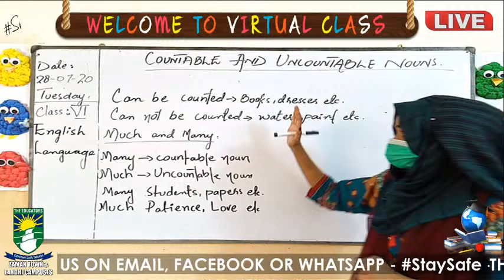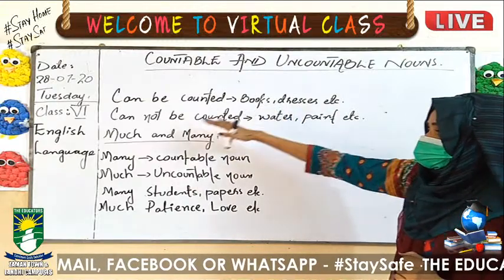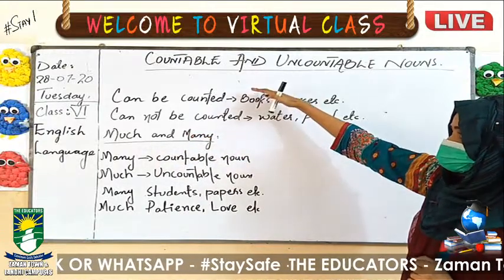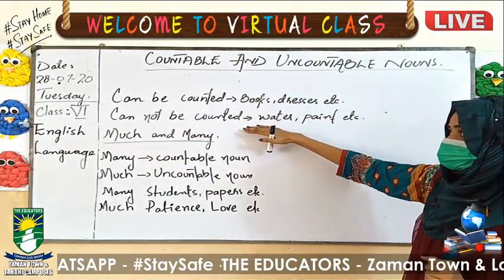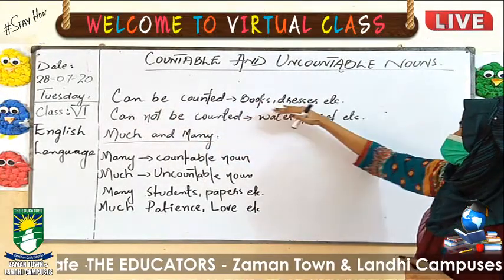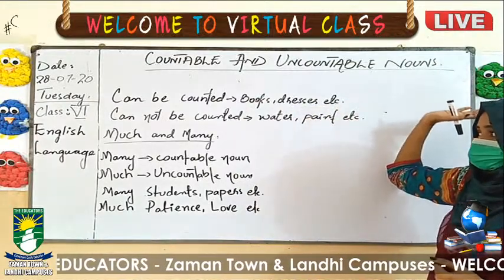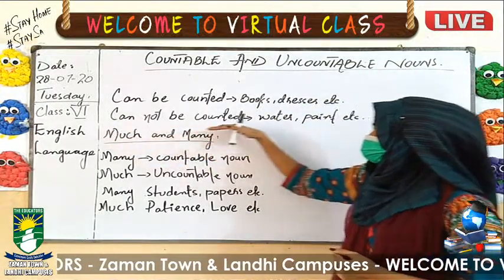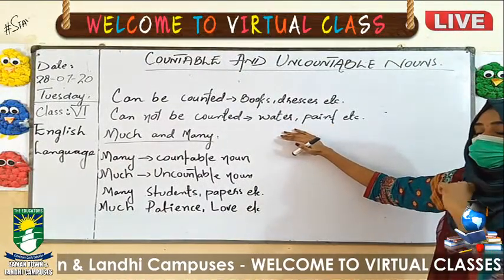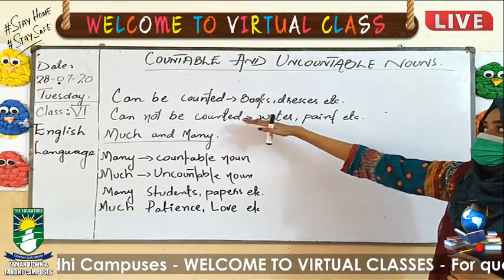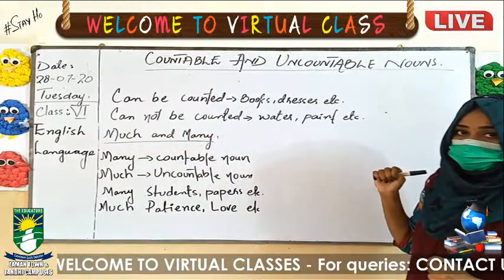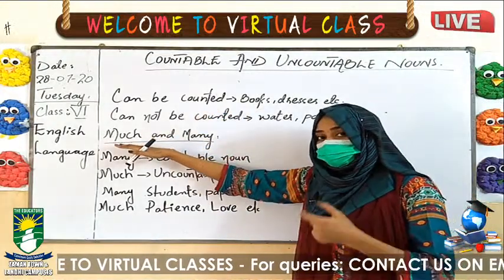But what is new in this topic? Much and many. Countable and uncountable, we discussed it. Here again, can be counted, as I told you: books, dresses, etc., and the rest of the nouns which we can count. Cannot be counted: water, paint. We can measure them, but we cannot count them basically. So this is the uncountable noun. That is why I have written cannot be counted. Now, what is new in our topic today?